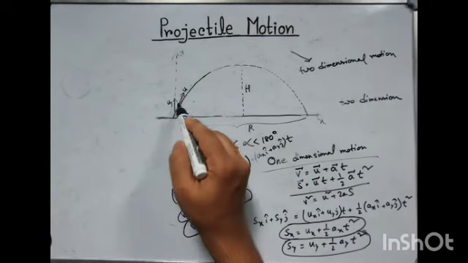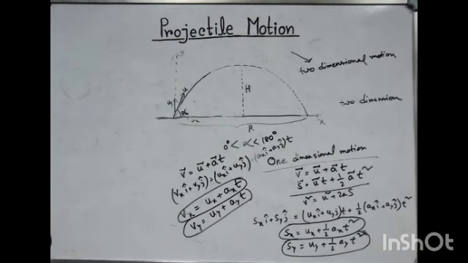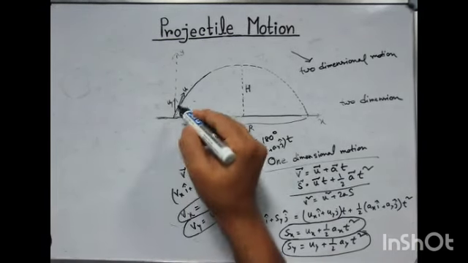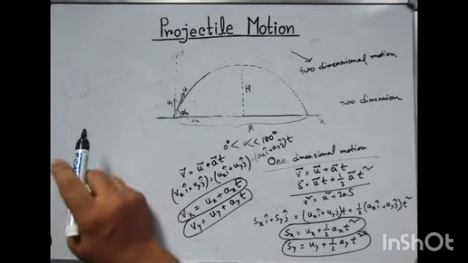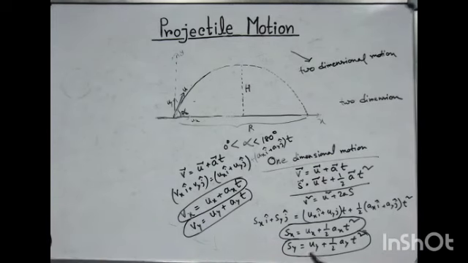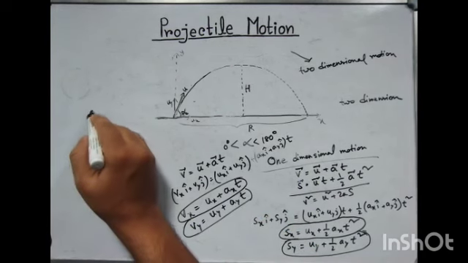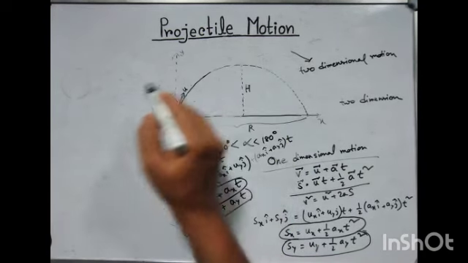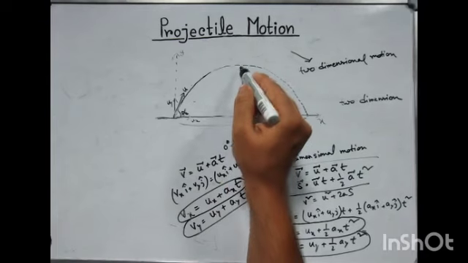So alpha is the angle between the initial speed vector and the horizontal axis, that is the x-axis. So what will be the maximum height? We can derive this from sy equal to uy t plus half ay t square. So what will it be? Sy means h, the maximum.